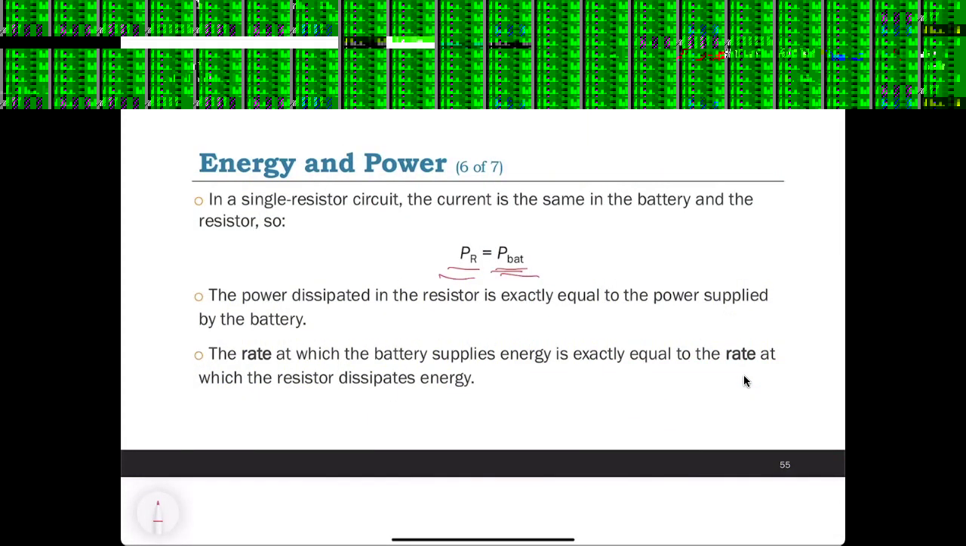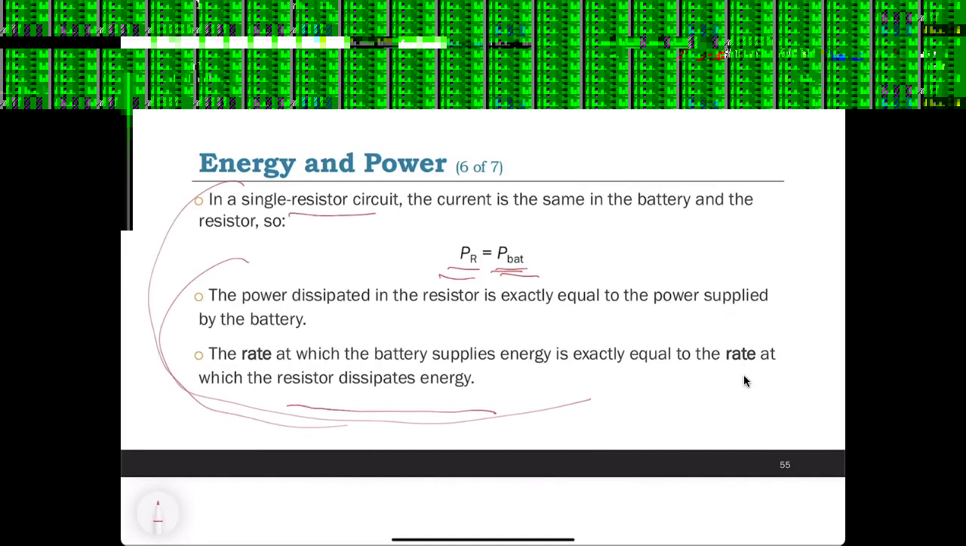The power dissipated in the resistor is exactly equal to the power supplied by the battery. The rate at which the battery supplies energy is exactly equal to the rate at which the resistor dissipates energy. These three equations are just for the single resistor circuit. Just remember that. Okay, let's talk about one example, finding the current in a light bulb.